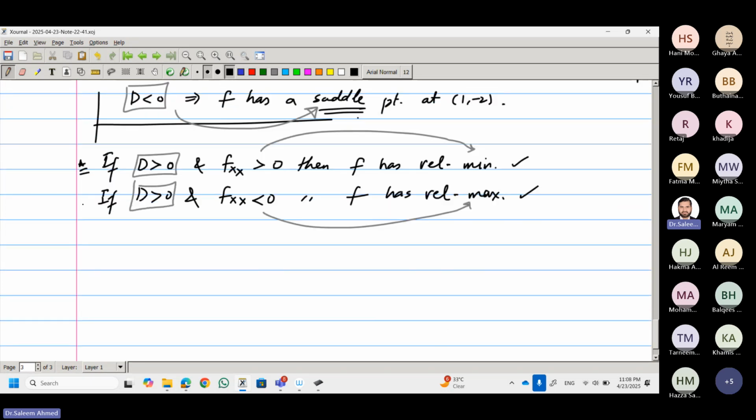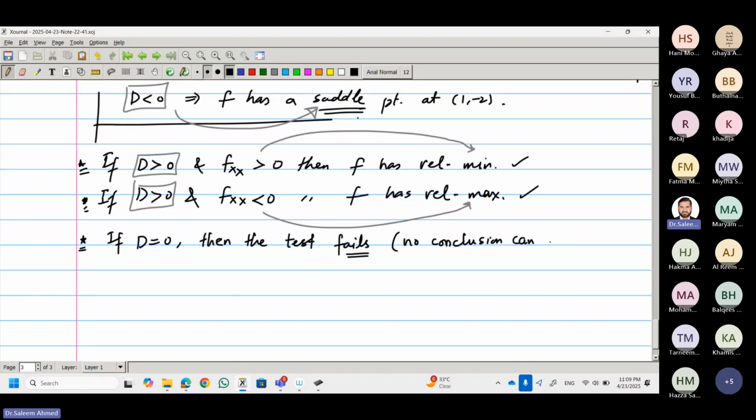And if D is 0, then it's nothing. If D is 0, we cannot say; the test fails and we cannot conclude. It does not mean that there is no maxima or minima there. We do not know the answer, so the test fails. No conclusion can be made. I cannot say whether it's a maxima, minima, or a saddle point. We do not know. No conclusion can be made. Okay.